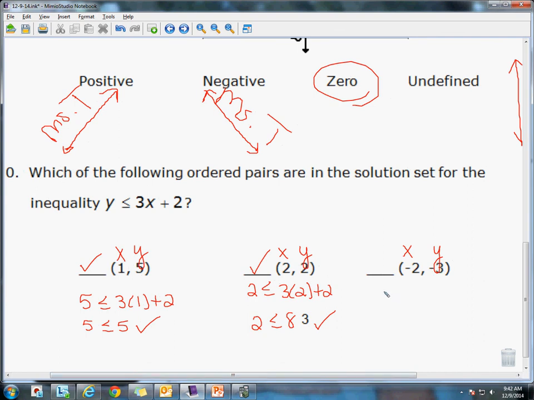Last one, my y value is negative 3, less than or equal to 3 times x, which is negative 2, plus 2. So you have negative 3 is less than or equal to 3 times negative 2, which is negative 6. Negative 6 plus 2 is negative 4. Okay, if you need to draw out a number line so you can see where it's at: negative 1, negative 2, negative 3, negative 4. As you go this way, the numbers are less. So negative 3 is not less than negative 4. So that's not true, so this would not be in the solution set.